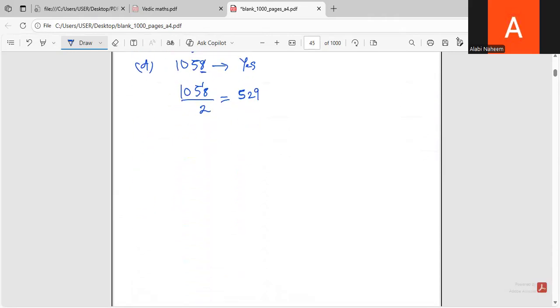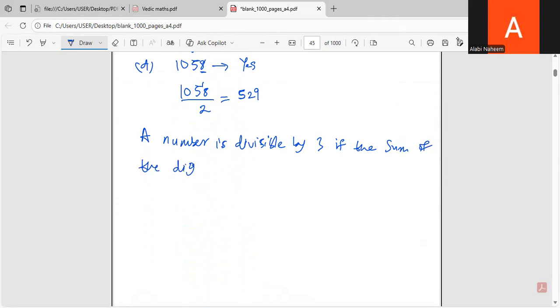The divisibility rule for 3. A number is divisible by 3 if the sum of the digits is divisible by 3. So the divisibility rule for 3 states that a number is divisible by 3 if the sum of the digits is also divisible by 3.